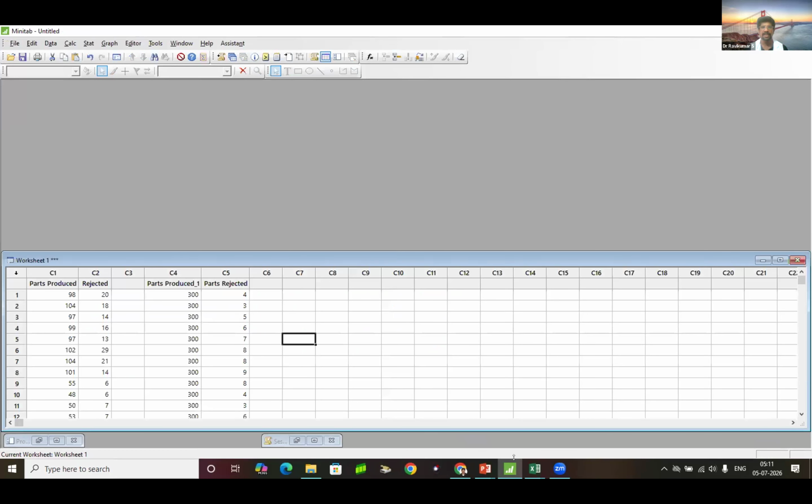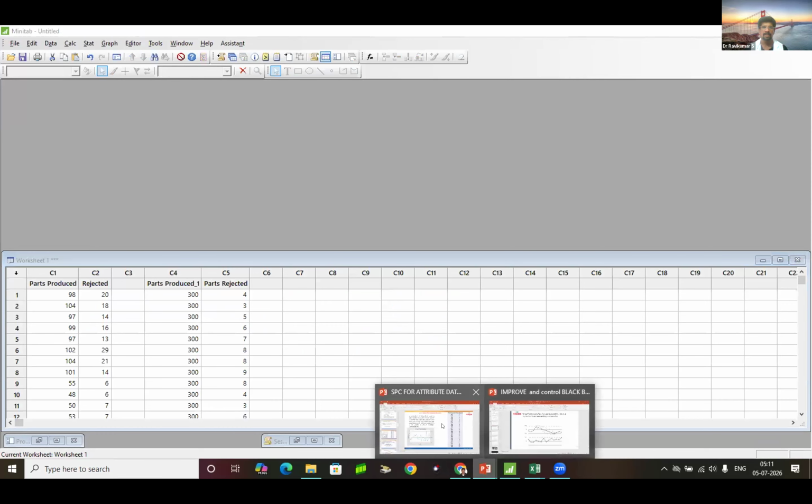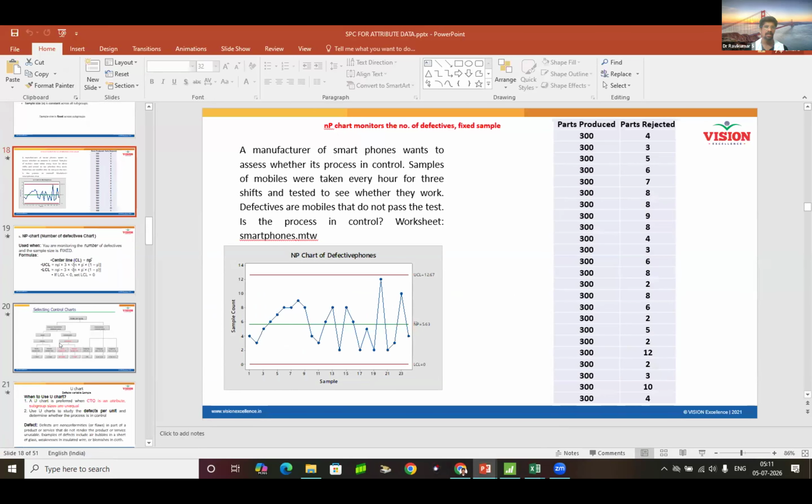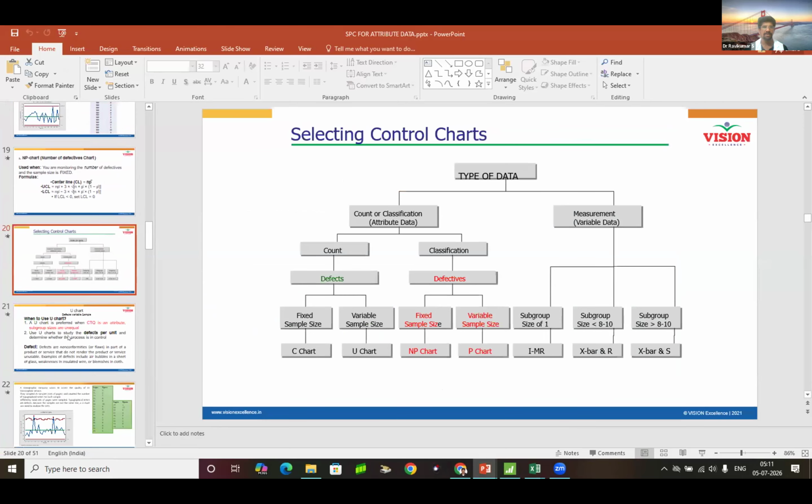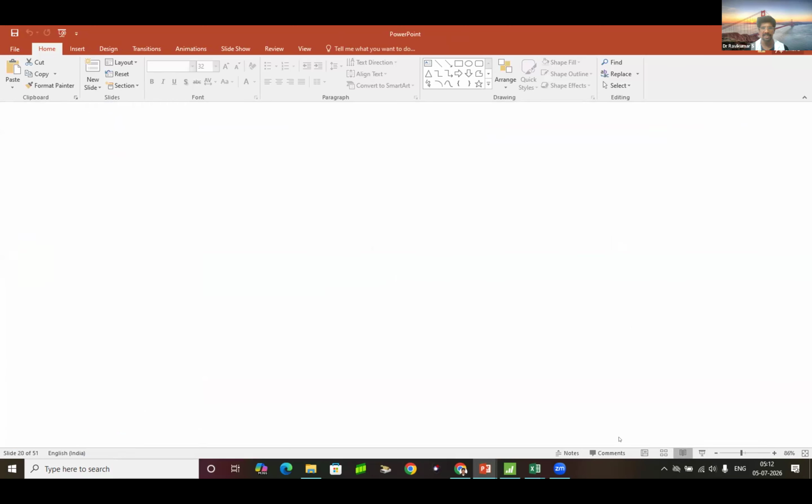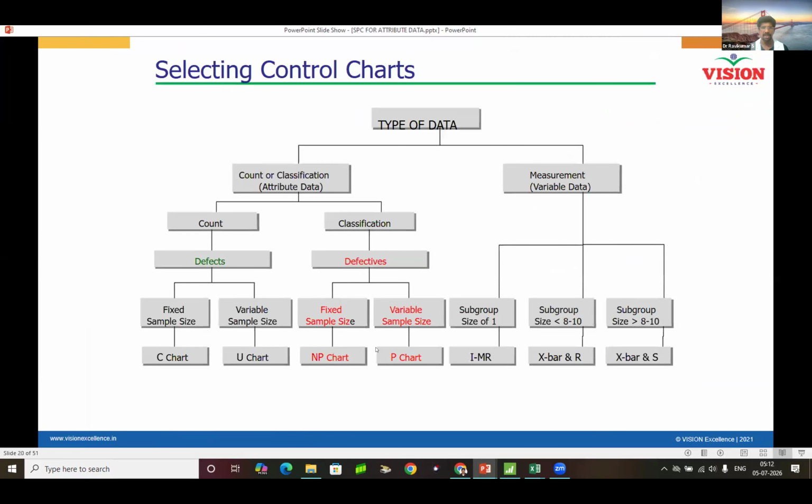Okay, now let us move to the next one. That is the defects. So far, we have dealt with defectives. For defectives, you have two types of chart, the NP chart and the P chart. Next, we are going to do the defects.